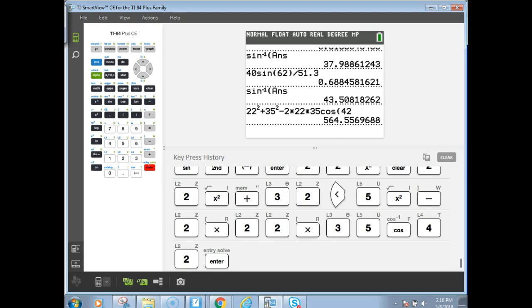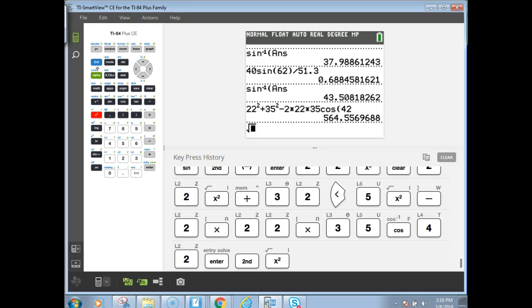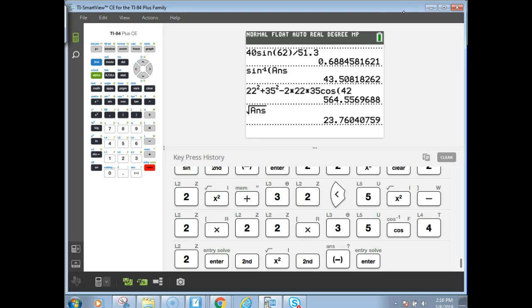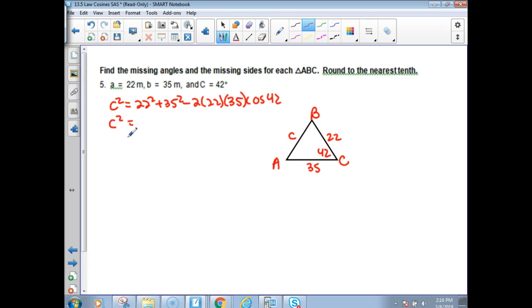Okay, you got 564, and take the square root of that decimal answer, leaving it in the calc. Okay, so we got 23.8. Once you know that, then use your law of sines. Sine of 42 is to 23.8 as, I'm going to find angle A first, the sine of A is to 22. Okay, cross products, cross multiply and divide.